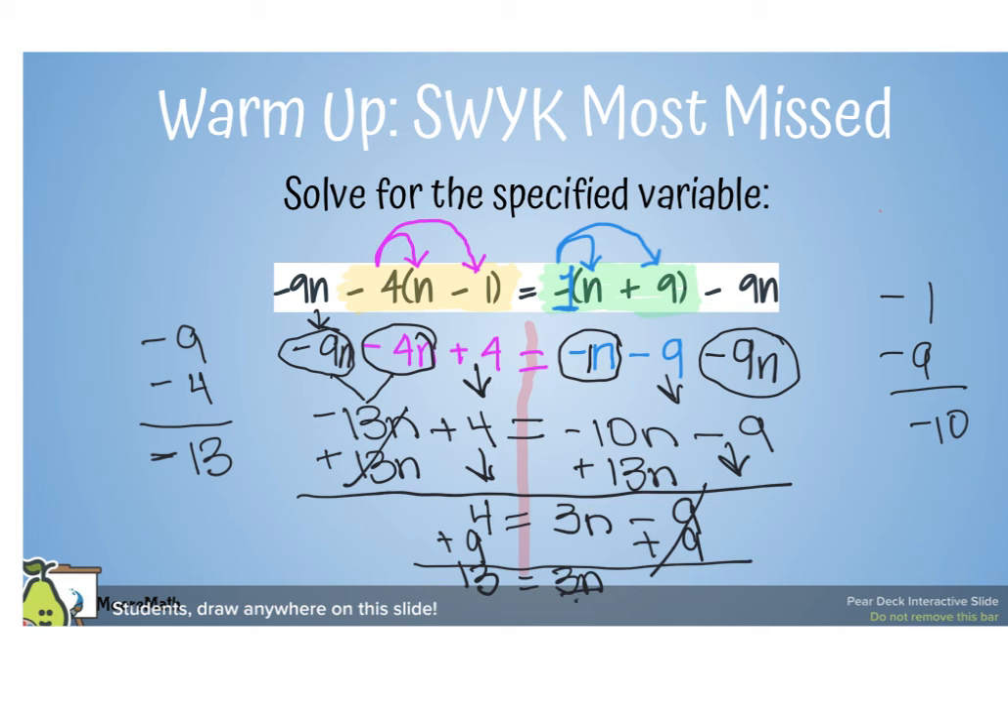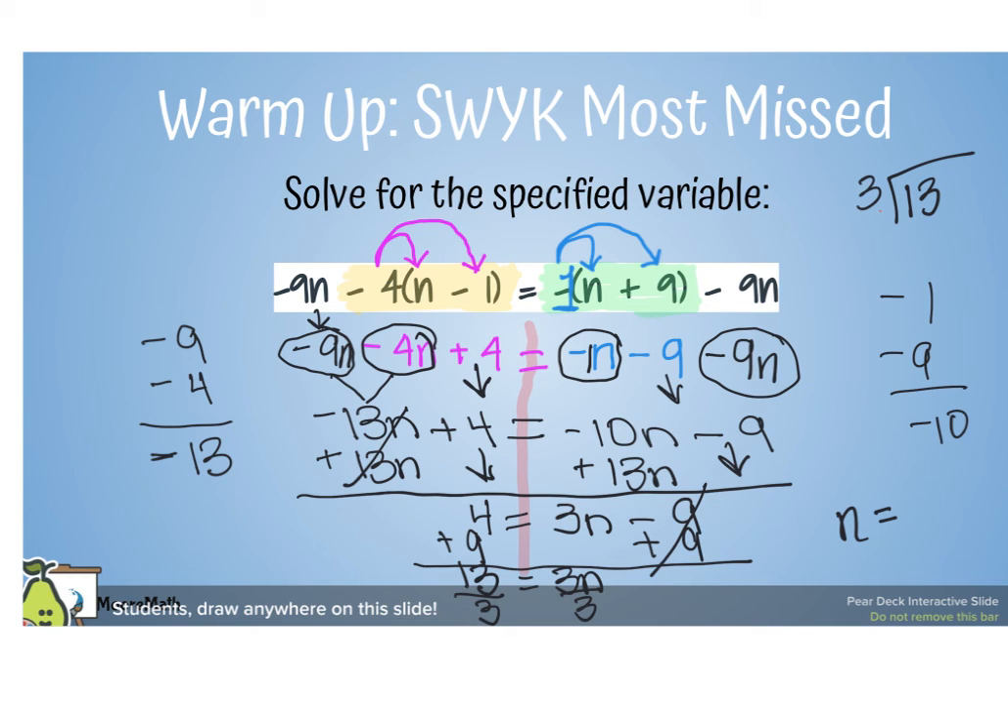Now I'm going to divide both sides by 3. And I'm going to get n equals, so 13 divided by 3. So here's a little calculator fun. I'm old school, so I like to use my old school long division. You guys can just throw it into a calculator.